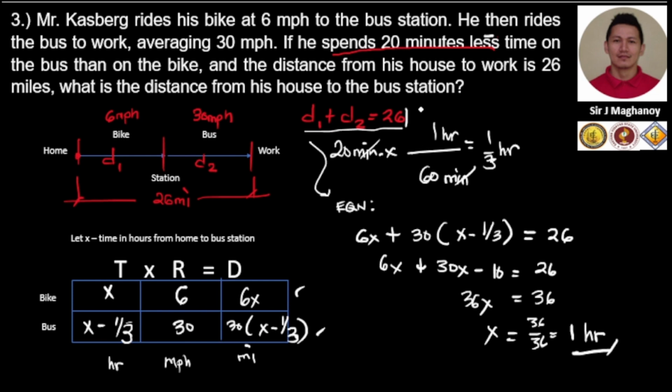Since the question in the problem statement asks for the distance from the house to the bus station, the distance from the house to the station is our D1. What is the value of our D1 here? Our D1 is equal to 6x. So finally, our D1 is equal to 6 times 1. Therefore, our distance D1 is 6 miles.